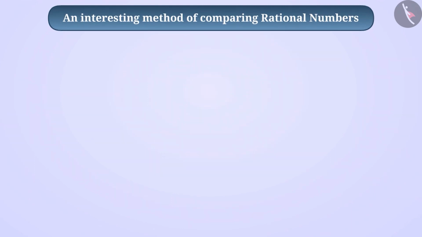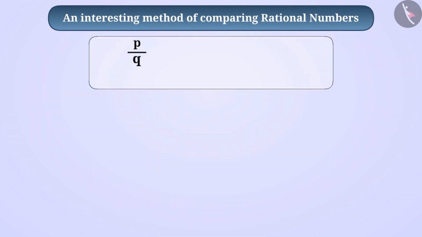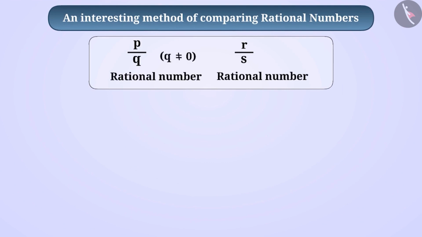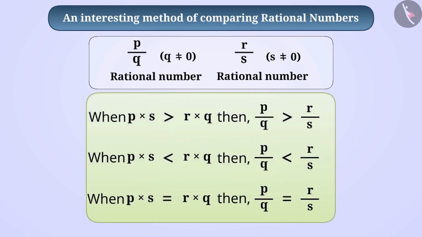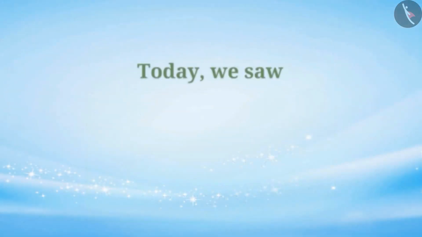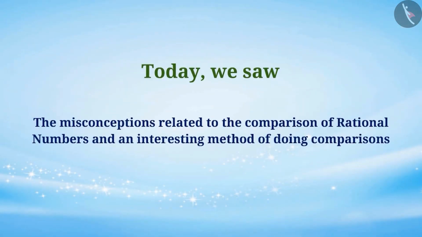In general, suppose P by Q and R by S are both rational numbers in which Q is not equal to 0 and S is not equal to 0, then their comparison can be done in the following ways. Pause the video and understand. This is an easy method of comparison. With this method, rational numbers can be compared orally. Today, we saw some misconceptions related to the comparison of rational numbers and an interesting method of doing comparisons.